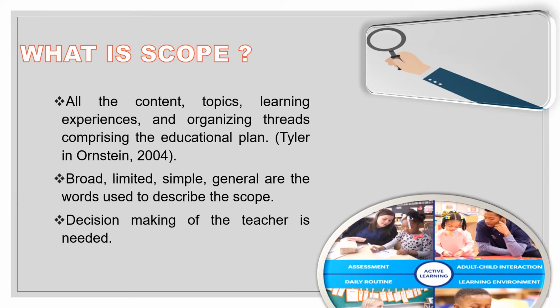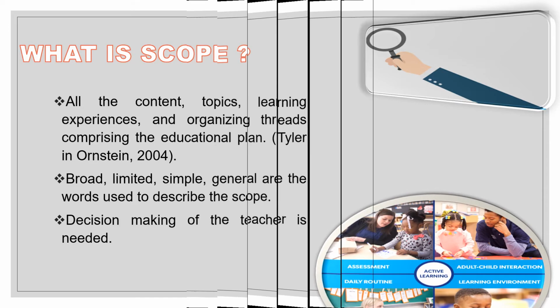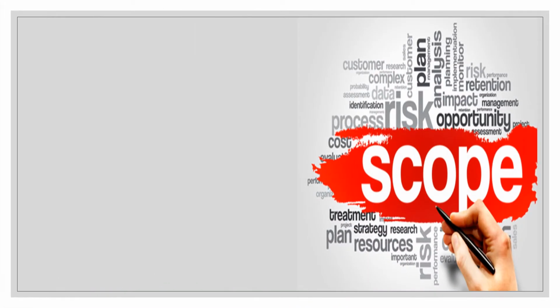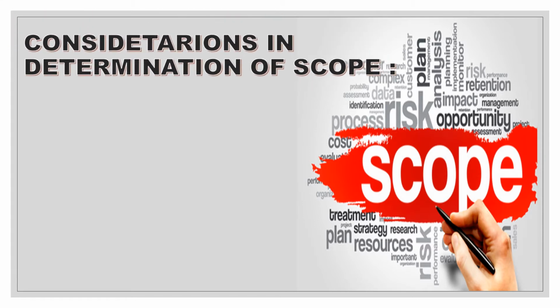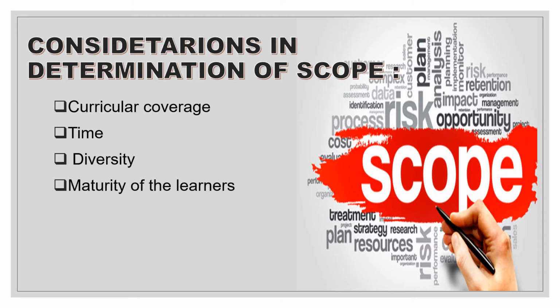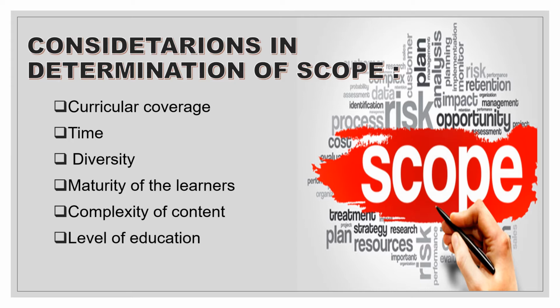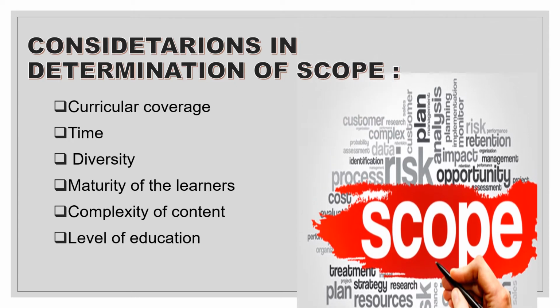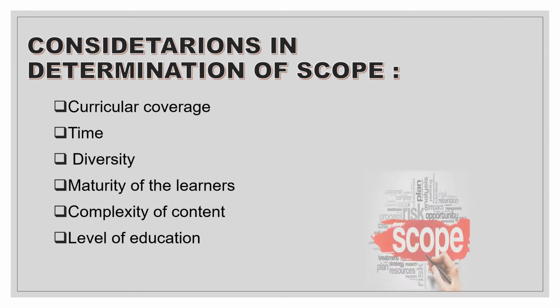Considerations and determinations of scope. First, we have curricular coverage. We have time, diversity, maturity of the learners, complexity of content, and level of education. In other words, or simple words, scope is the coverage of the curriculum.